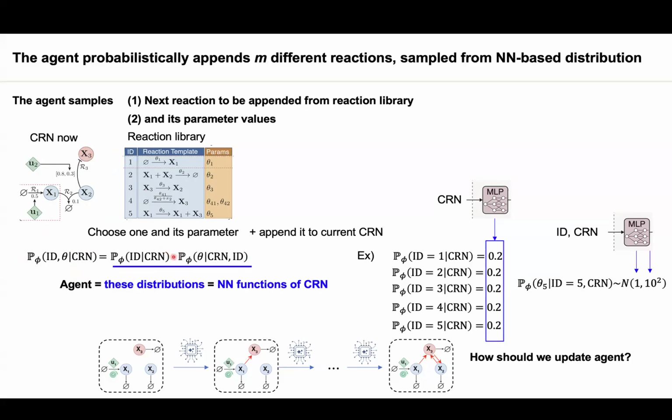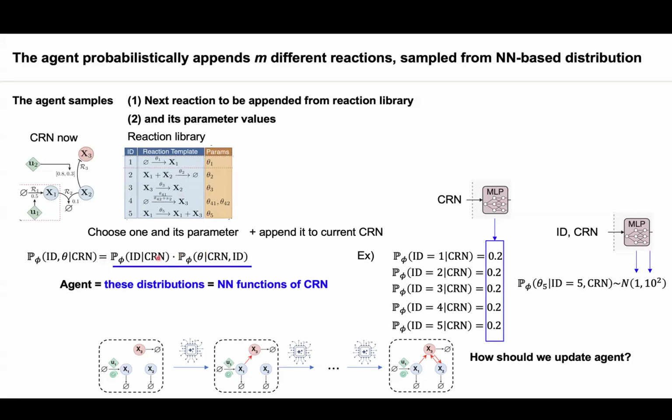And the first step for doing this is we will first decompose this distribution in two parts. One is for the ID and one is for the zeta. The reason we are doing this is because the dimension of the zeta can be defined by the ID. As you can see, this ID one has one parameter, but this ID for the first reaction has two parameters. So we decompose this ID and zeta.